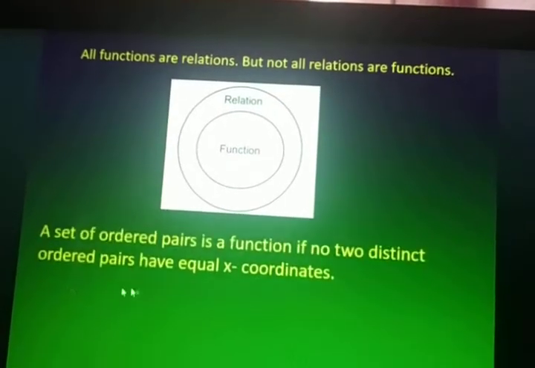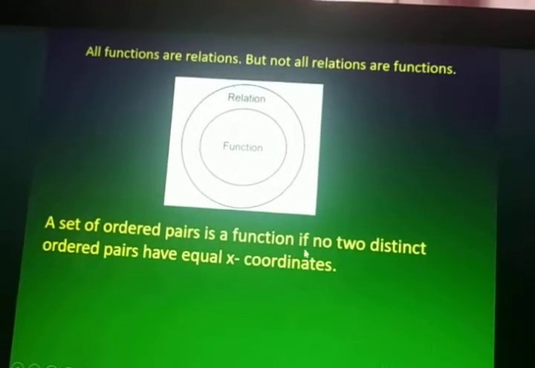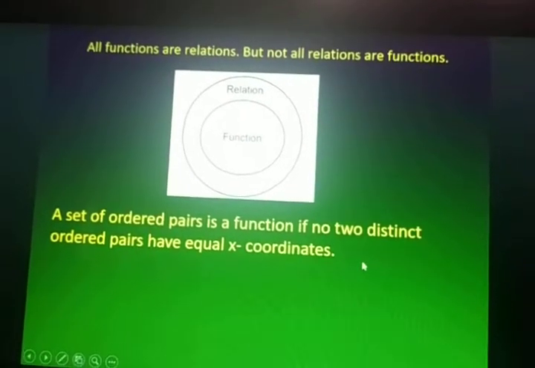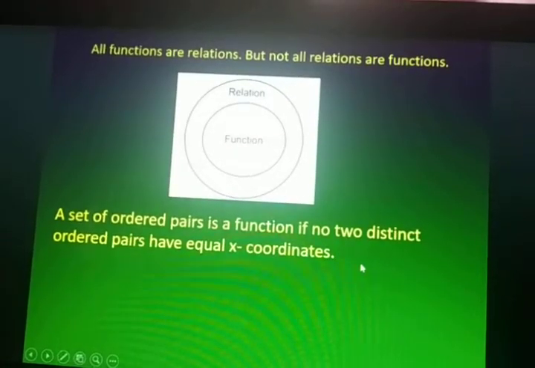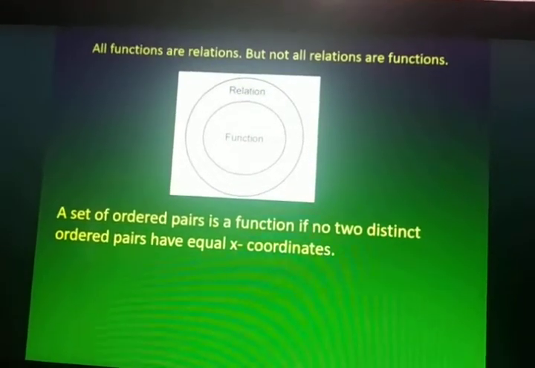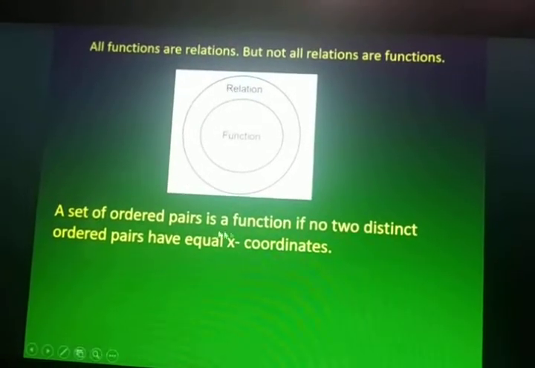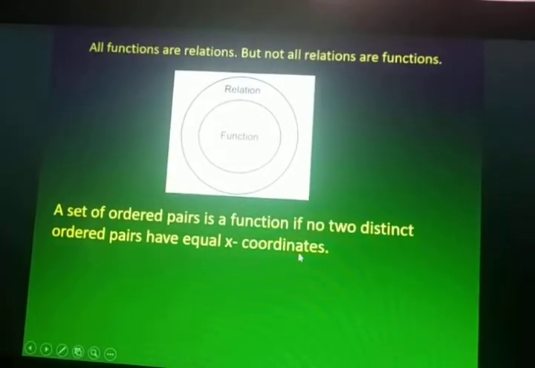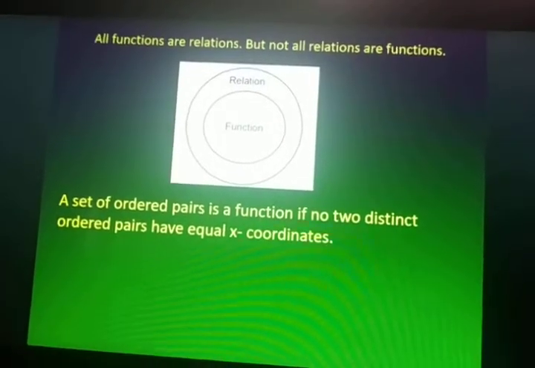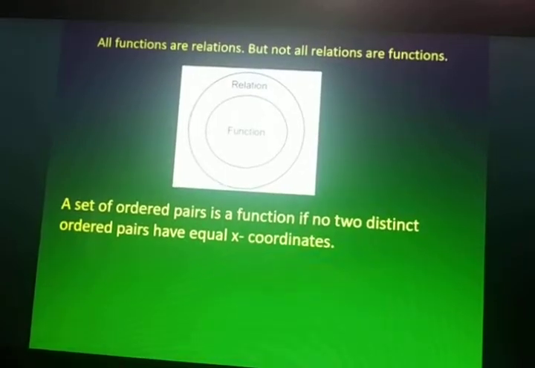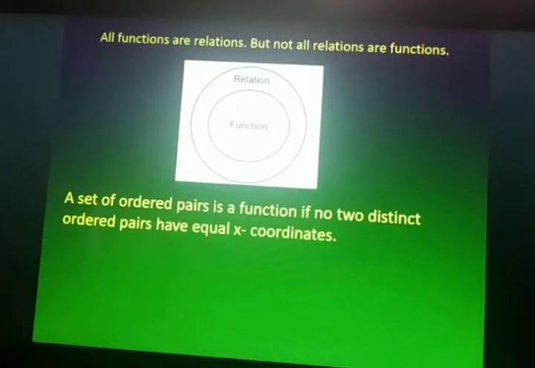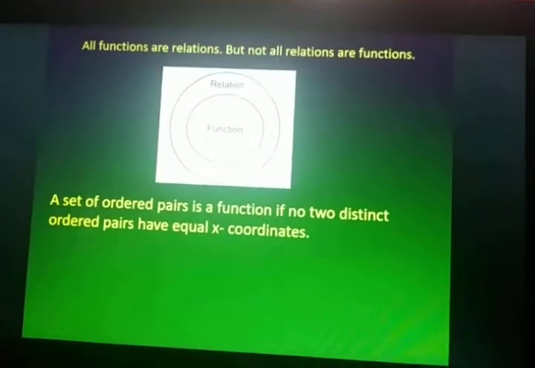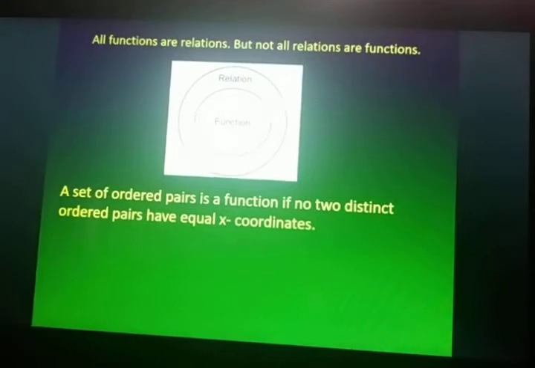Function. Okay. A set of ordered pairs is a function if no two distinct ordered pairs have equal x coordinates. This is the highlight. A function, which is a special relation, is called a function if no two distinct ordered pairs have equal x coordinates. So, there must be no repetition in the x or abscissa or x coordinates for it to become a function. If there are repetitions in the x coordinates, abscissa, or the first coordinates, then that is a relation.